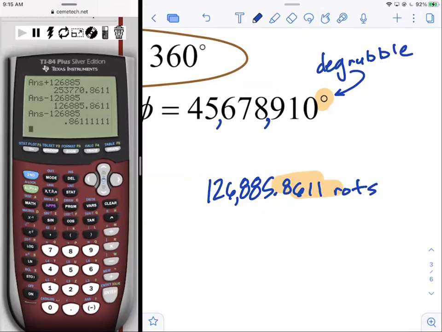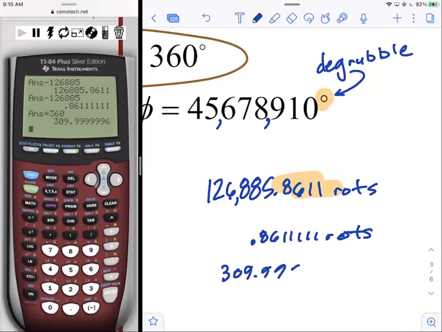I want the 0.8611111111, right? So that's rotation. So this is actually 0.86111111 rotations. I want to know what that is. So I'm going to multiply that by what now? 360 degrees. The same number I divided by. And that's 309.9999999999996.